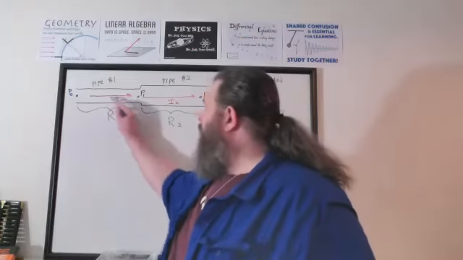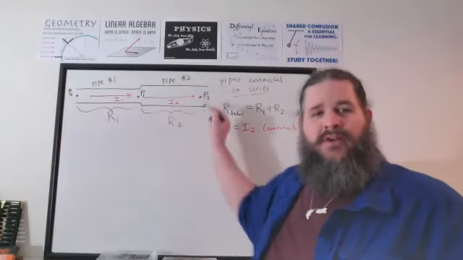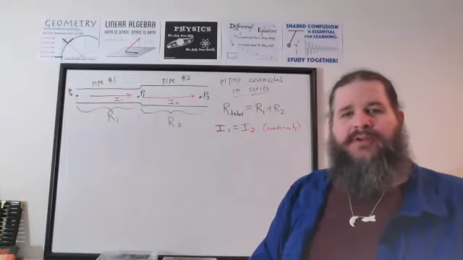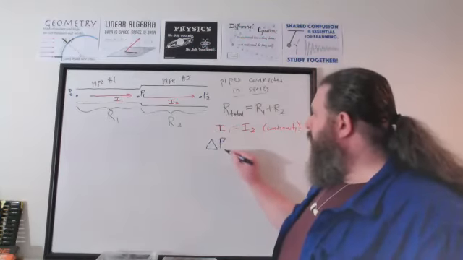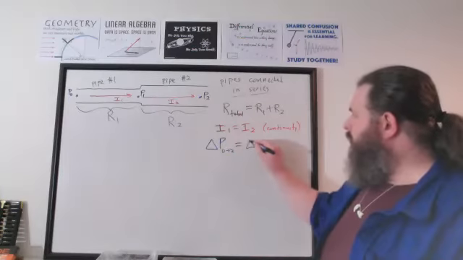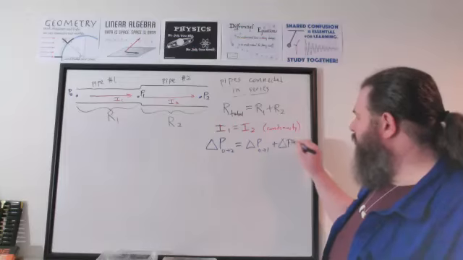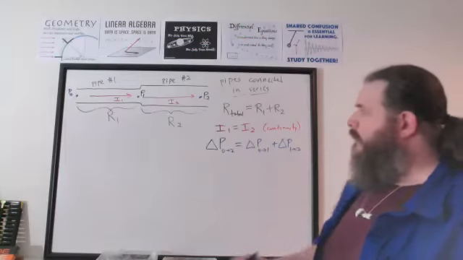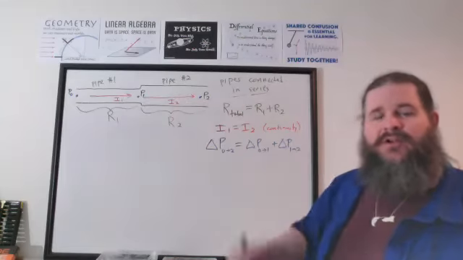We've got a certain drop in pressure from 0 to 1, and we've got a certain drop in pressure from 1 to 2. And those drops in pressure should match. The drop in pressure from 0 to 2 is equal to the drop in pressure from 0 to 1 plus the drop in pressure from 1 to 2. We're just combining how much pressure you lose through pipe 1 plus how much extra pressure you lose through pipe 2.